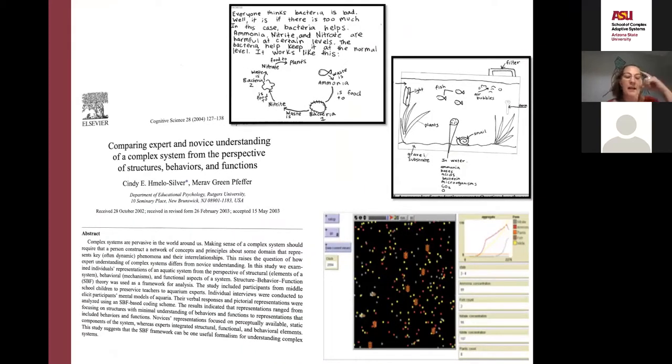Hmelo-Silver and Pfeffer and their colleagues have also studied the students' misconceptions about systems, or perhaps it's better to say their lack of conceptions. They've used structure behaviors functions theory to look at how novices and experts think differently about complex systems, and then to try to design environments that will help novices take up more sophisticated understandings and be able to observe and explain systems in more sophisticated ways.